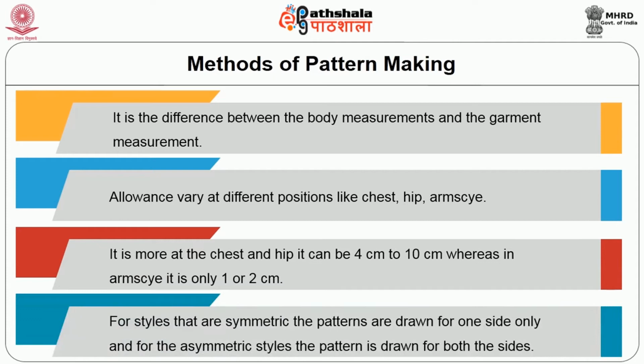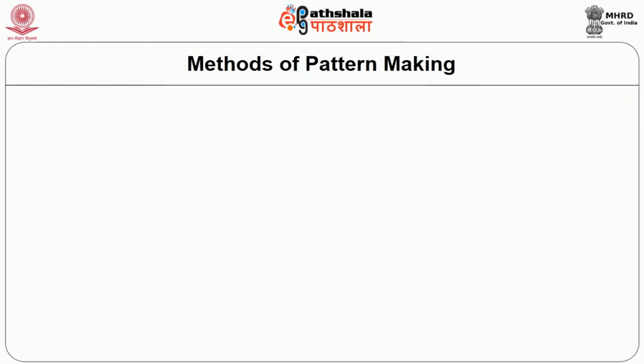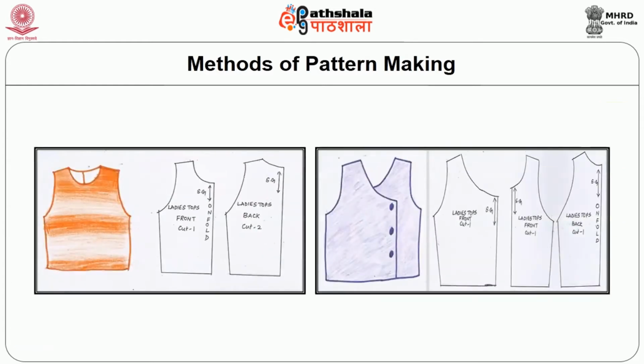For styles that are symmetric, the patterns are drawn for one side only, and for asymmetric styles, the pattern is drawn for both sides. For example, style 1, which you will now see, is a symmetric pattern. It is a plain top. Only half of the pattern is drawn. So now you see a bodice front and a bodice back.